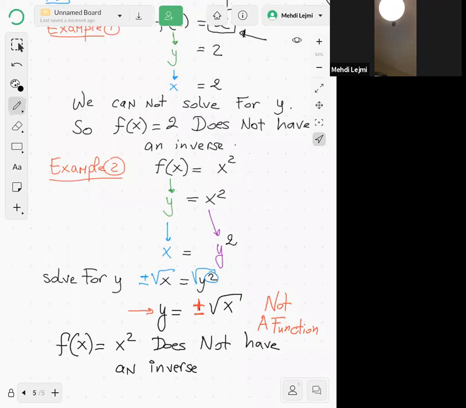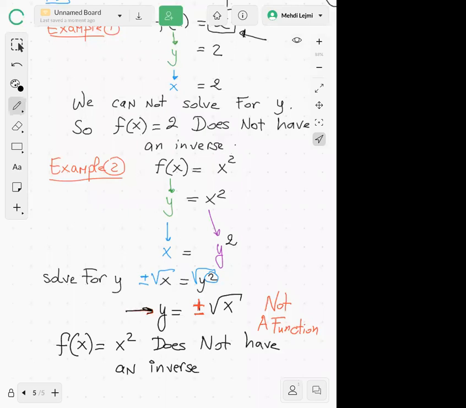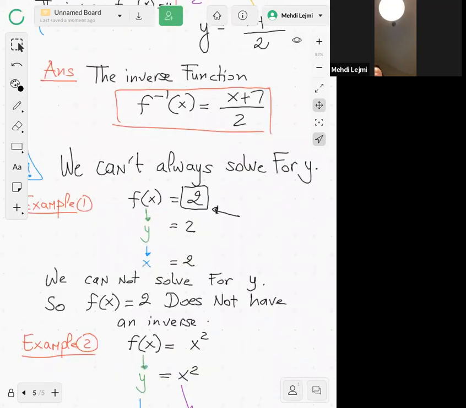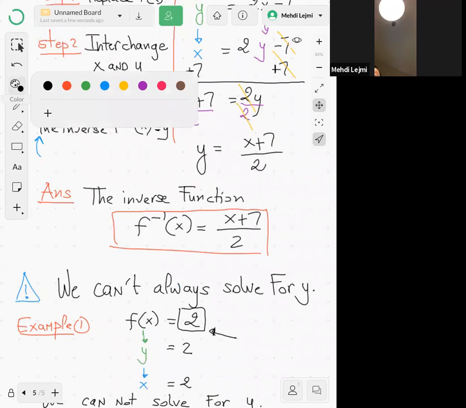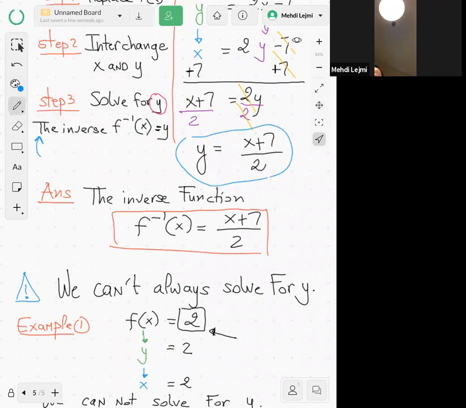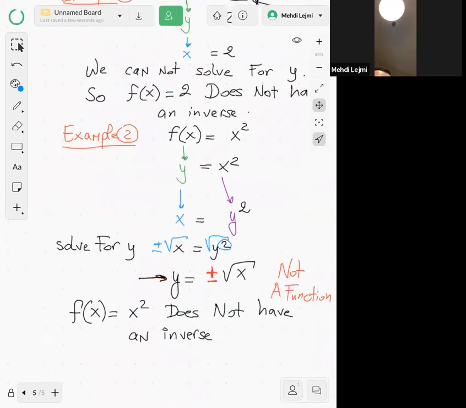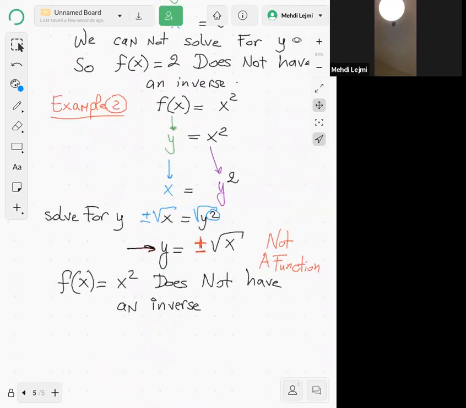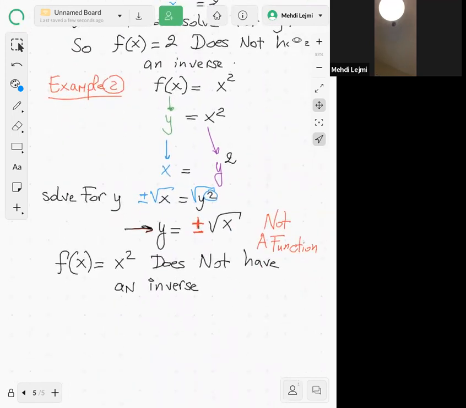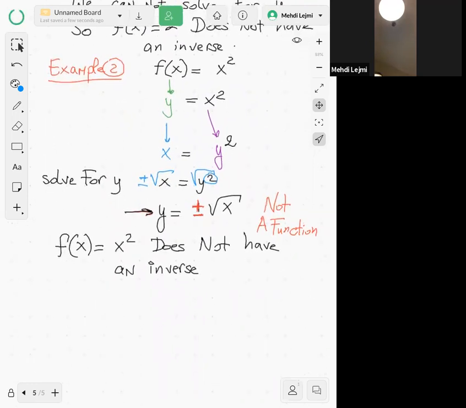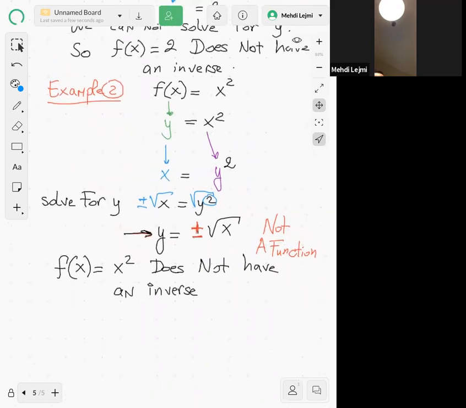So your answer, when you solve for y, must be a function, like in the example we had earlier, where I got y equal to (x plus 7)/2, and obviously that is a function. There's no problem with that. Sometimes you cannot solve for y, and sometimes you solve for y, but your solution is not actually a function. Then the function f doesn't have an inverse. All right, guys, is there any question?